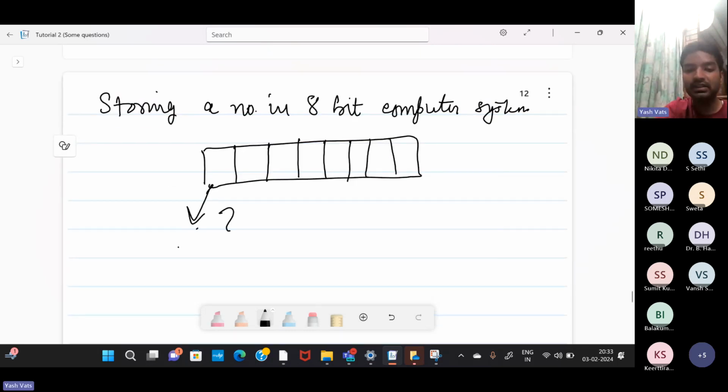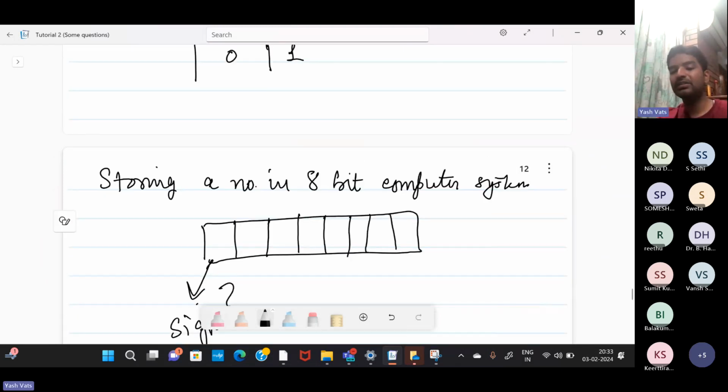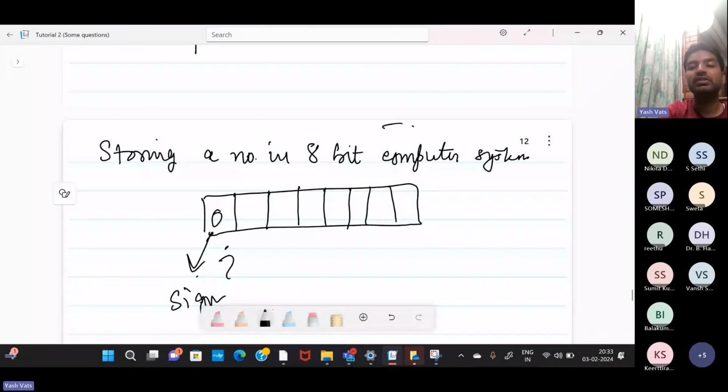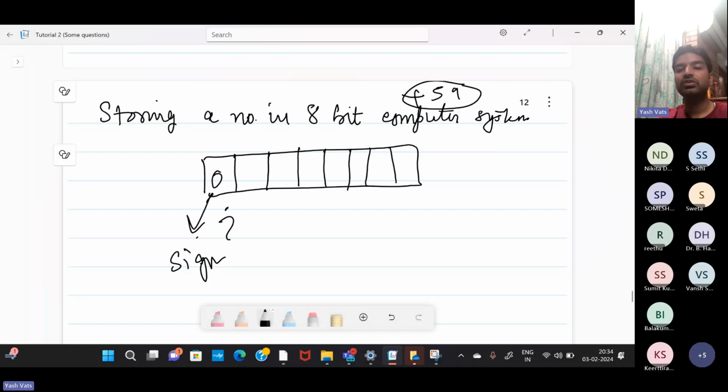It represents the sign. Okay. So 59 has a positive sign, so I just take it as 0. If the sign is negative, then I take it as 1. If it is positive, just take the sign to be 0, and if it's negative, just fill the sign column with 1. But plus 59 is just plus 59, so its sign is positive. So just fill it with 0.